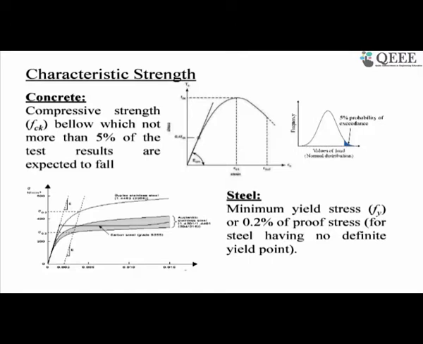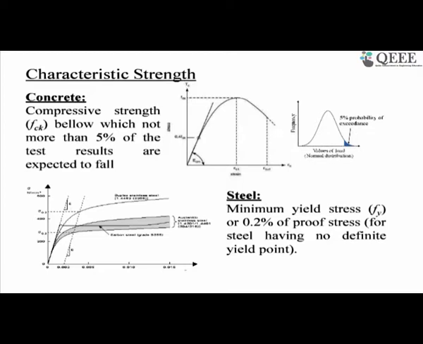So if you test 100 specimens of the same concrete, then for 95 specimens, you will get at least that strength. There is a 5% chance that the strength of the concrete will be lesser than that. That value is called characteristic strength in compression. Now, since in an RC structure we have two components, one is concrete and another one is steel, we need to also define the characteristic strength of steel. If you remember, in the beginning I showed you two different kinds of steel. One is mild steel, and another one is high yield strength steel.